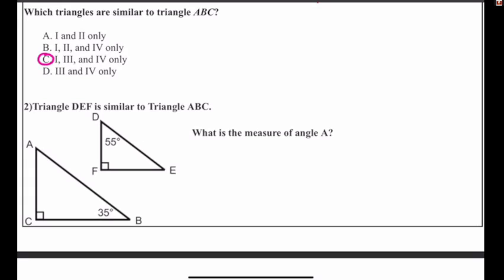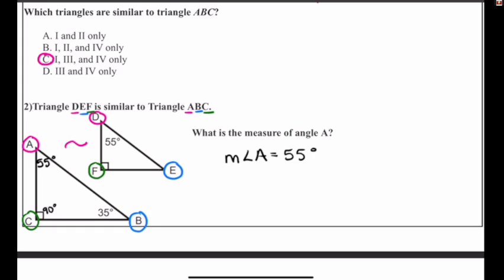And then here, again, we have two similar triangles. Triangle DEF is similar to triangle ABC. We're trying to find the measure of angle A. We know that since they're similar, D is going to match with A, E is going to match with B, and F is going to match with C. So now from here, we know that C is 90 degrees, B is 35, and since D and A are the same, that means that A has to be 55. So the measure of angle A equals 55 degrees, okay?